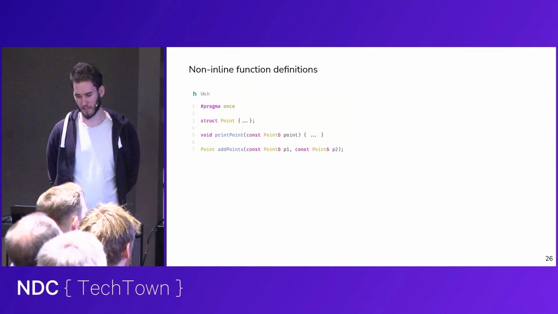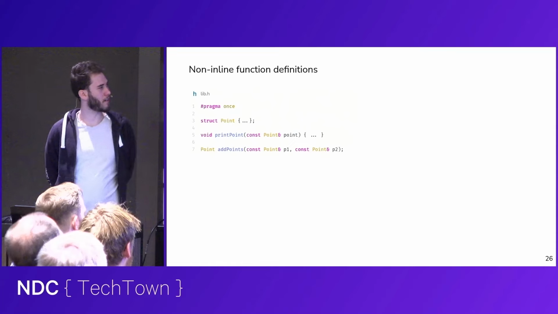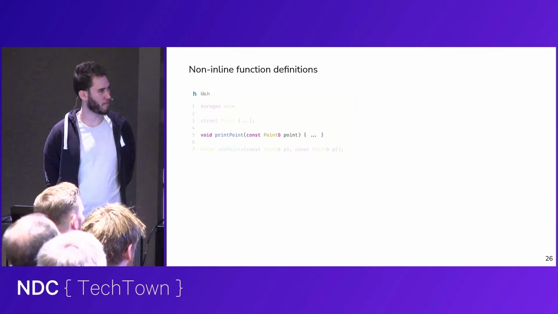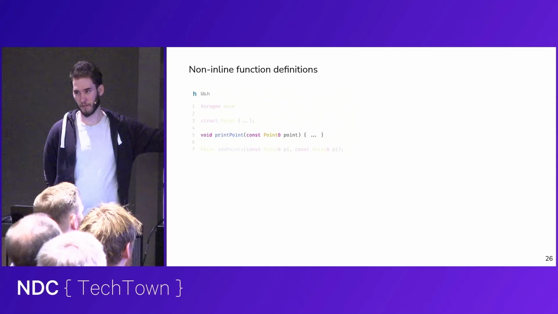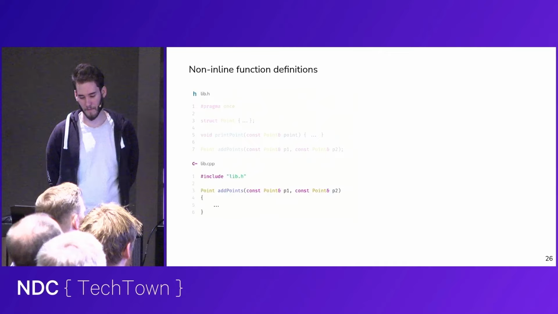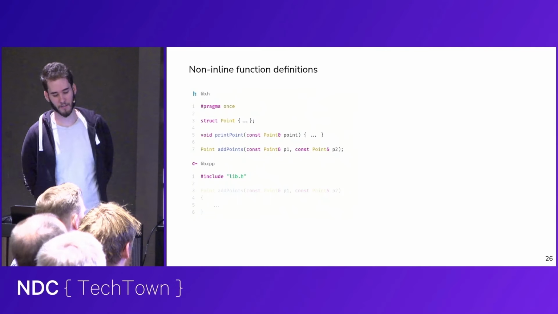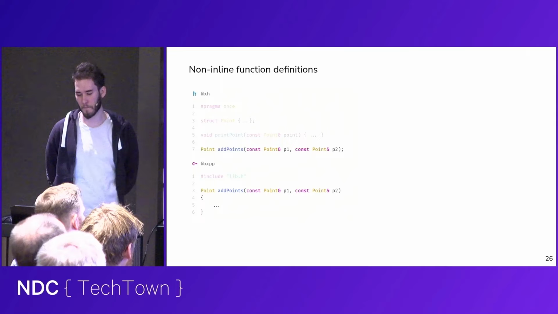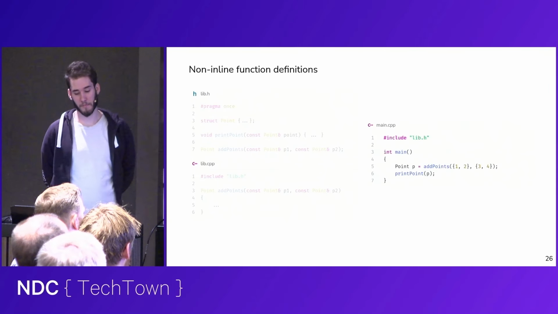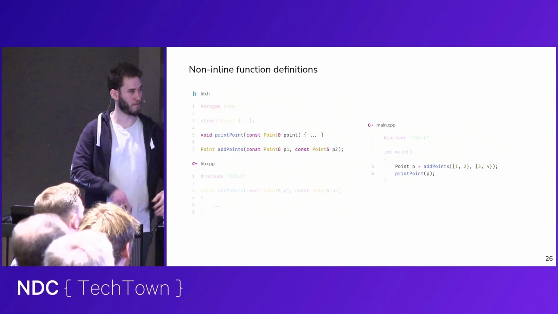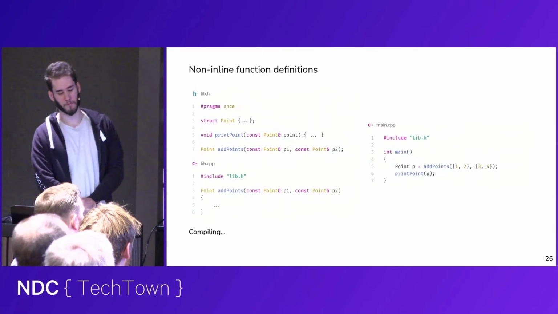Non-inline function definitions are a little bit different. If we take a look at this lib.h, we have a Point struct, this print_point function that is defined in the header, so every part of the code is here, and then this add_points function that is declared in the header. Then you have our lib.cpp file that includes this header and defines this other function that was not defined in the header. And now you have your main.cpp, including this library file and making use of these two functions. What will happen if you compile this?